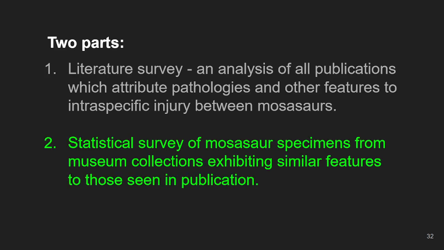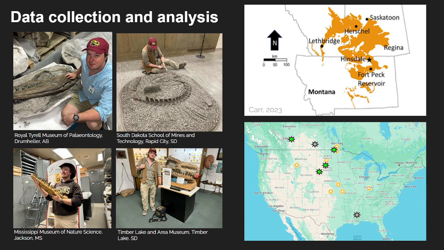And finally, I want to go through very briefly my second part, which is what I'm going to do from here on. That would be the statistical survey of mosasaurs from museum collections exhibiting similar features to those seen in publication. To do this, and I've actually started, I will be traveling around the United States and Canada to different museum collections and university collections to observe mosasaur pathologies on mosasaur cranial bones unbiasedly. So I'm going to be taking data on bones that lack these pathologies and bones that include these pathologies.